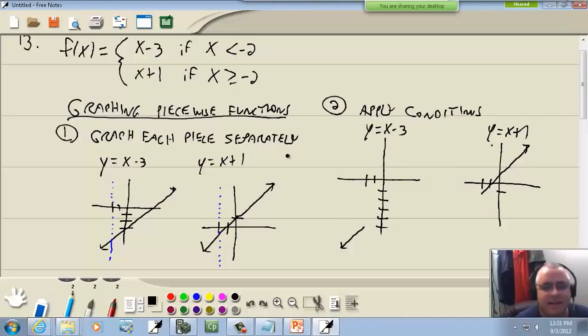Okay. Now x is less than negative 2. That doesn't include negative 2, so this is going to be an open dot here. Now x is greater than or equal to, that includes that, so we're going to put a closed dot right there.